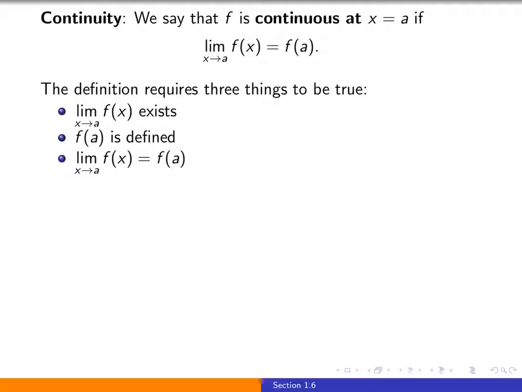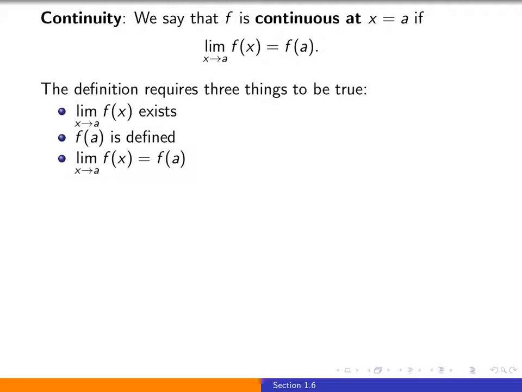We first need the limit as x approaches a of the function to exist. As we've seen in previous examples, the limit will not always exist. We need the function value to be defined. And additionally, we need that those two numbers are the same.